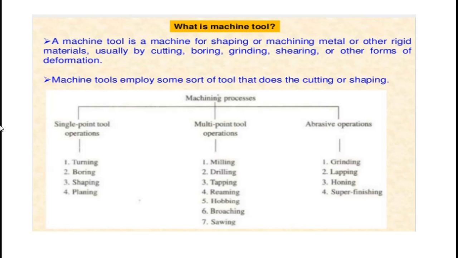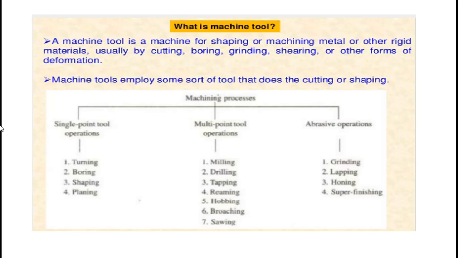Second, we have multi-point cutting tool operations, in which a greater number of cutting edges are utilized to remove excess material in the form of chips. It includes operations like milling, drilling, tapping, reaming, hobbing, broaching, and sawing.